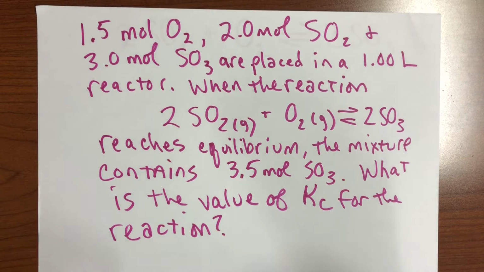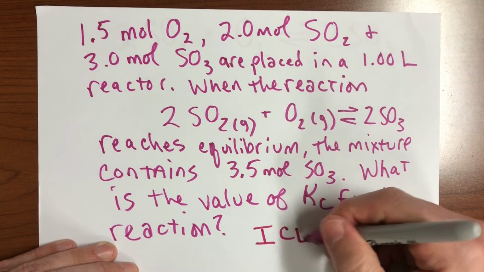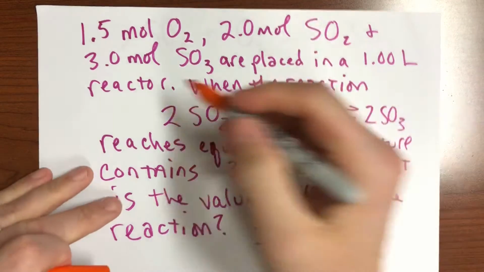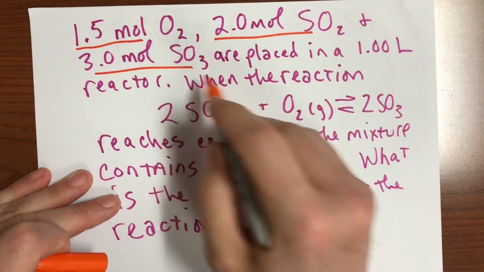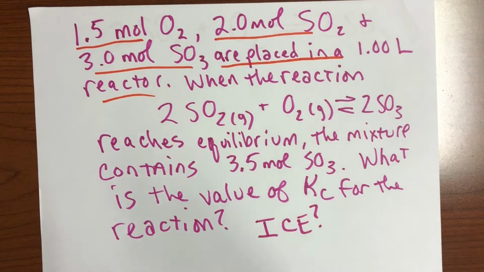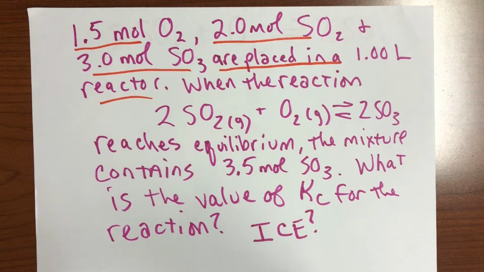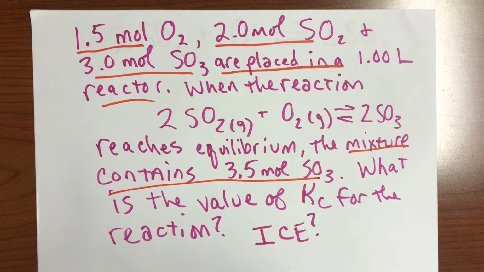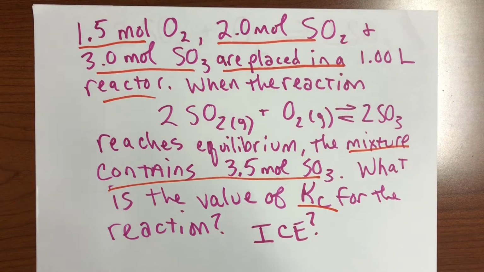So, how do we know whether this is an ICE problem or not? Well, if we read the problem, it tells us that this amount and this amount are placed in a reactor. That is an initial condition. That is not an equilibrium condition. Then we're told that it does reach equilibrium and the mixture contains 3.5 moles of SO3. So we do know something. We know one of the amounts at equilibrium, but we don't know all of them. So in order to find Kc, we're going to need to know all of them. So how are we going to do this?